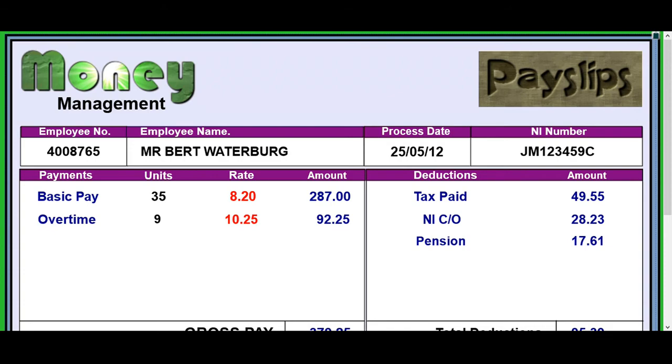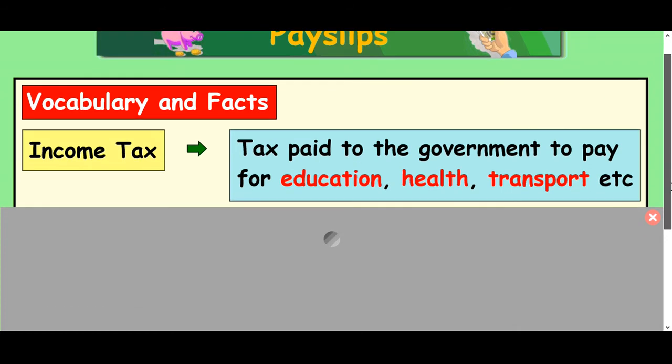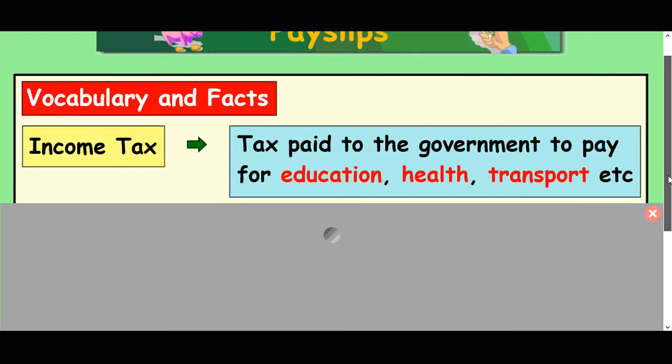So let's have a wee look at some vocabulary that came up in the payslips. So there was tax in the payslip, income tax. Now, everybody that's got a job has to pay income tax. That's what the government get, and they use the income tax to pay for things like education, health, transport, and other factors. You might wonder where the government gets all its money. It's generally from us. We pay tax, and then they're able to spend that on different things. The person in charge of the government, the Prime Minister, he gets to decide what to spend the money on.